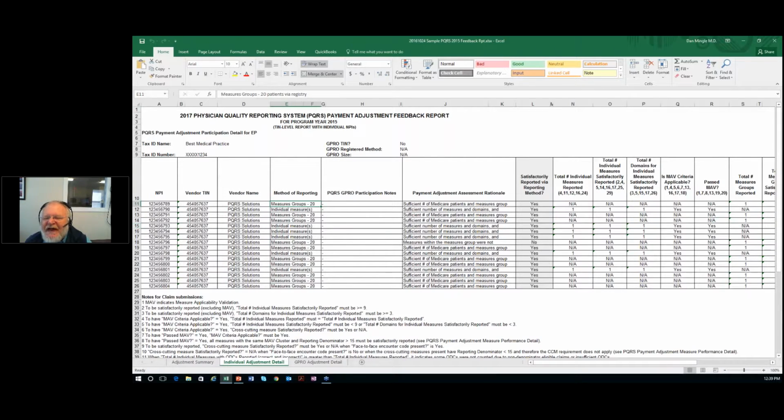I have Melissa asking, what is the best process to investigate a scenario in which a practice successfully reported PQRS via GPRO registry, but received a low quality score for the claim outcome measures that pushed them into the 2% penalty range? Tough one. Oh yes, because the data really is not available to you to investigate that thoroughly.